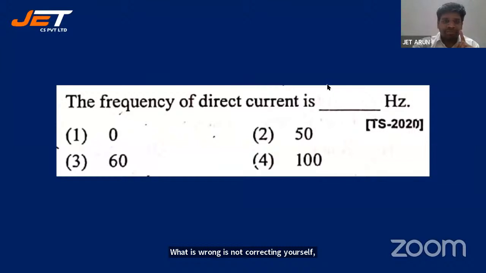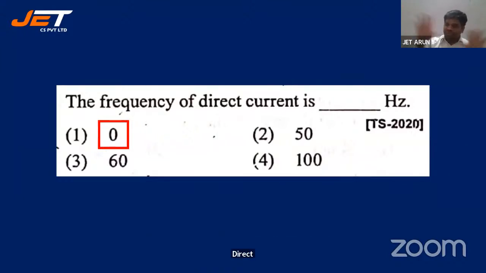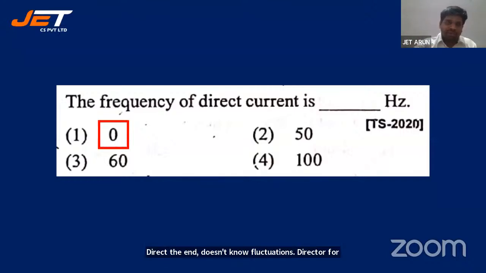Let's look at the key. Key is 1, students. It is 0. Direct current, no fluctuations. Direct current is constant current, so no fluctuations at all. So no frequency components at all. Yes, Shivai. 0 is absolutely right. Raishwari, Shravanya. Okay, Shravanya has changed the answer. Good.